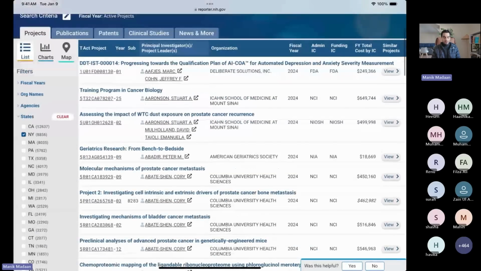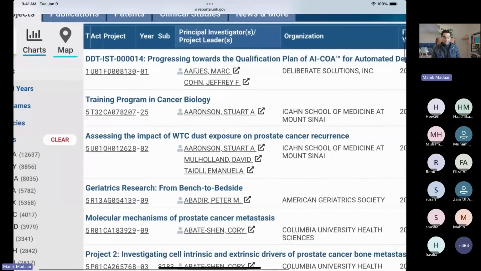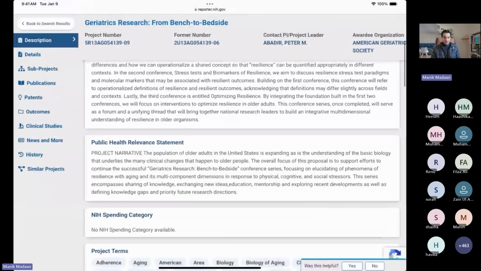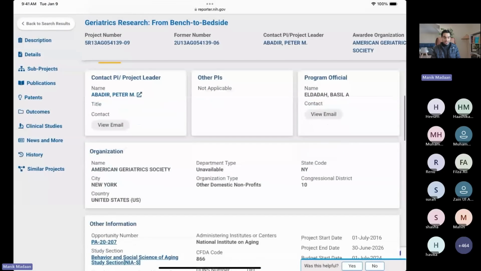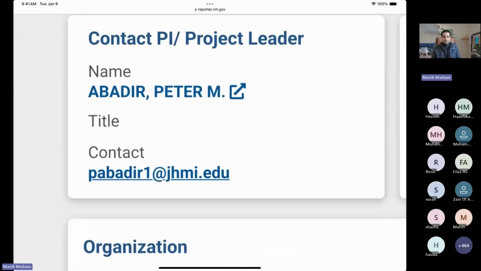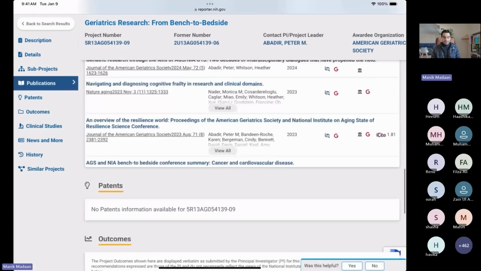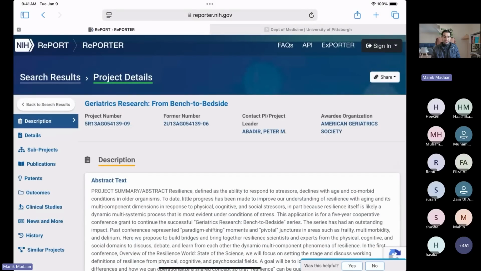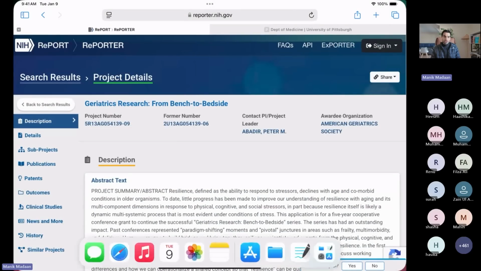So basically, a training program in cancer biology, or geriatrics research from bench to bedside. This is an R01 funded grant, because they were funded, and you can see what their email is. This is the person who's doing it. I would email them and see what their thoughts are. But again, this is a big process. People take about 6 months to 2 years to find proper positions.